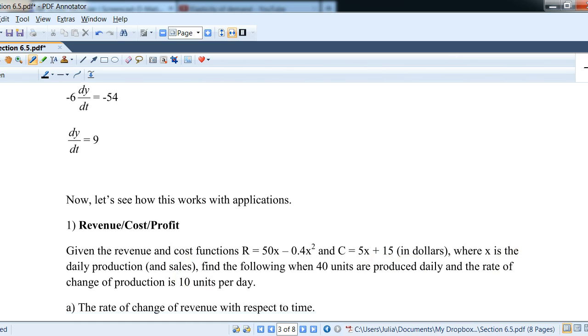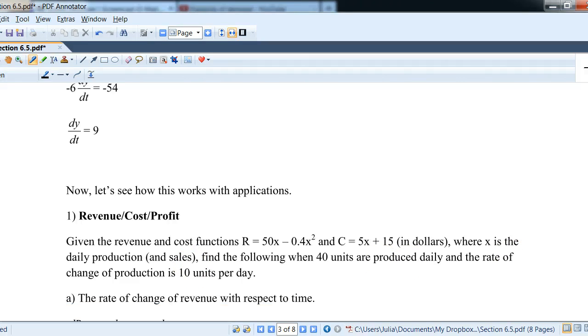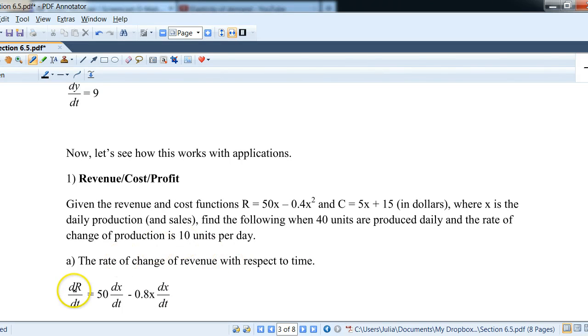So it's important to translate what you're given first, which we're going to do. But in A, we're supposed to find the rate of change of revenue with respect to time. Okay. So we're actually given x equals 40. Let me write them out actually. So we're given x equals 40, and we're also given the change of x, which is dx/dt, rate of change. So this is the change of production equals 10. Okay, so it's important to write down what you have already.